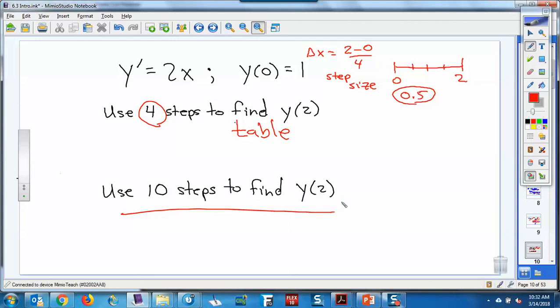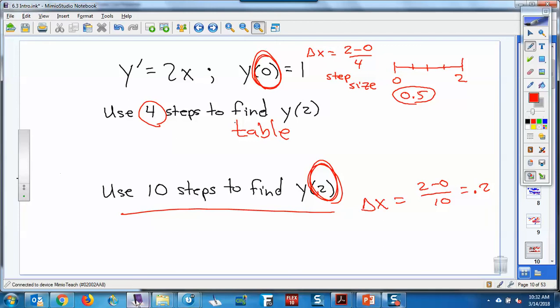So what do you have to calculate though first? Step size. So what's our step size going to be for 10 steps if we're going from 0 to 2? Which would be 0.2, right? 1/5, 0.2, right? That's our step size, 0.2.